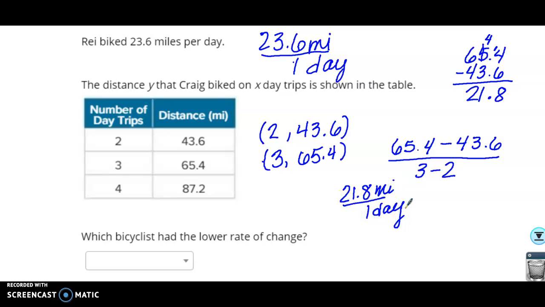And the question asks, which bicyclist had the lower rate of change? Well, Craig's is 21.8 and Ree's is 23.6, so Craig had the lower rate of change. That's how you would do that one. So far, so good? I hope so.